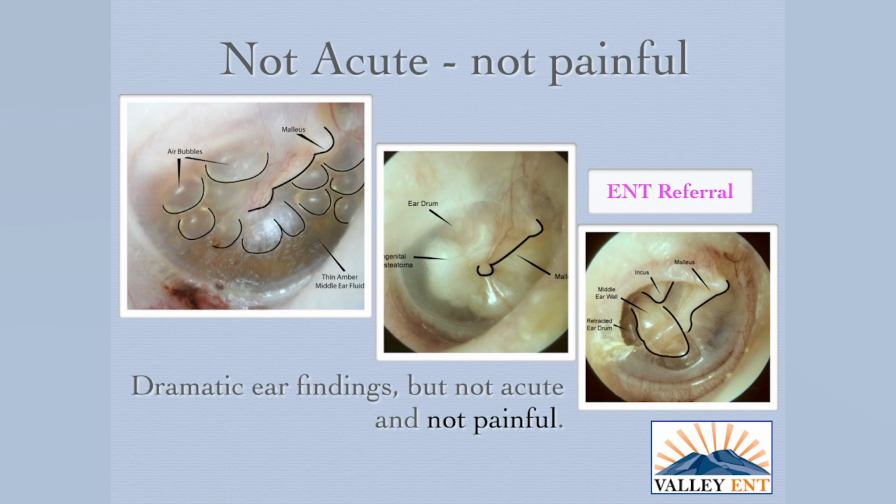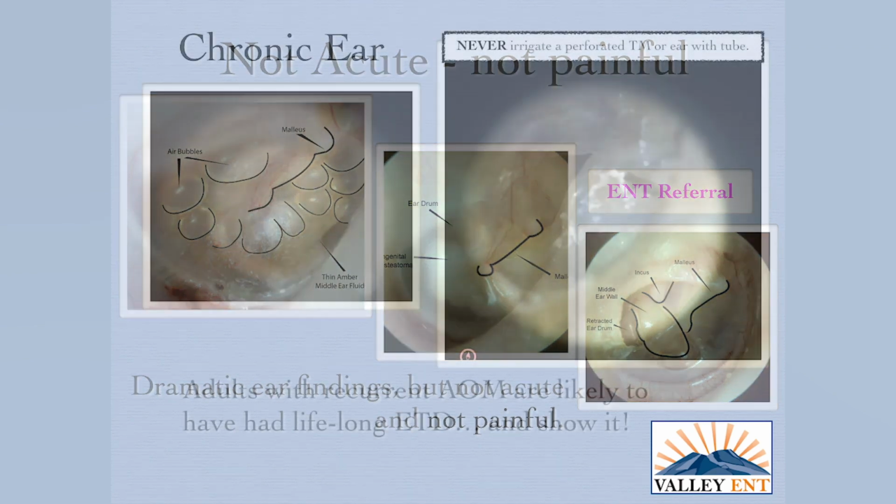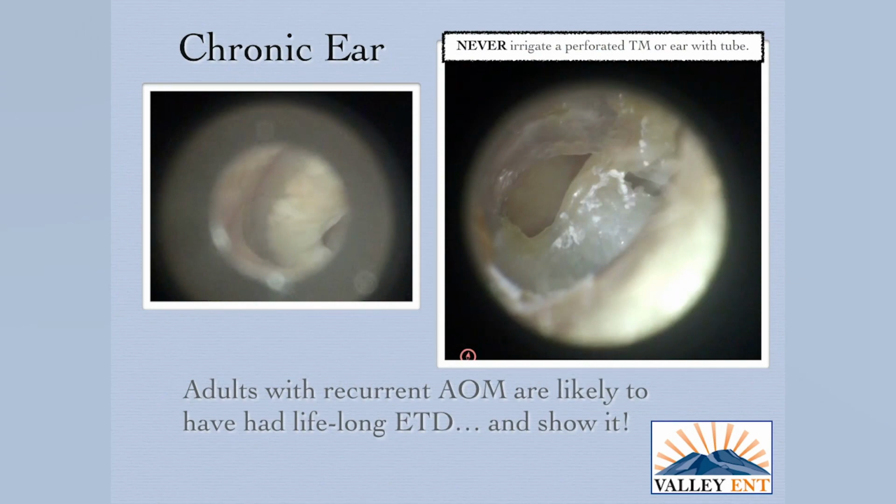The middle one is a mass behind the drum. This is a cholesteatoma. It's a type of skin cyst that acts more like a tumor, and it's not painful. That's the unfortunate thing about it, because they don't know they have it. And then the last one is a person who took their eustachian tube dysfunction all the way into adulthood and has these collapsed drums, and these are not painful ears. They're very dramatic looking, but they are not painful. If a person goes into their adult life with eustachian tube dysfunction, they will show it.